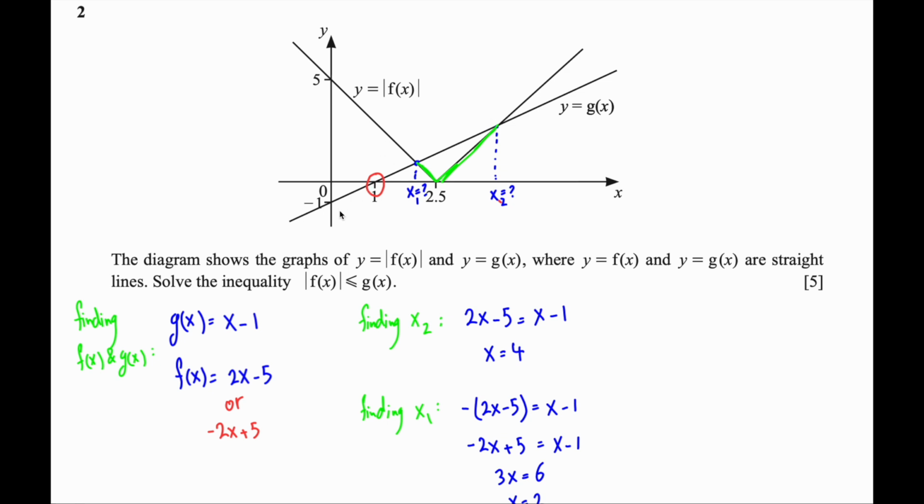For g of x, it's not a difficult task. You're all familiar with the famous line y equals x, which passes through the origin at 45 degrees. So if you just shift this 1 unit down, it's going to cut the y-axis at -1. It's also going to cut the x-axis at 1. So basically it would be x minus 1.